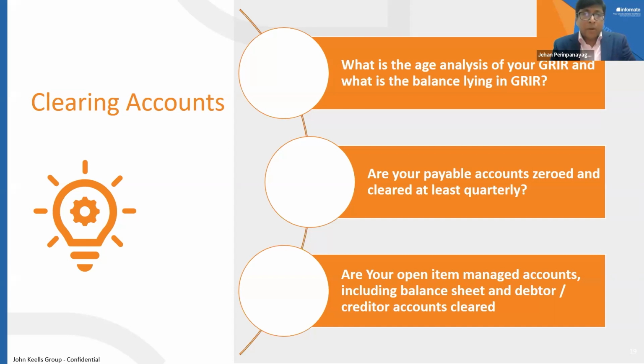Are your accounts payable, salary payable, and other payable accounts zeroed and reconciled at least every quarter? Are your open item managed accounts, including balance sheet accounts and credit accounts, cleared regularly? Otherwise, you end up with hundreds and hundreds of line items which are not cleared. You can't really then analyze these accounts. So some basic things, but these will ensure the health of your balance sheet.